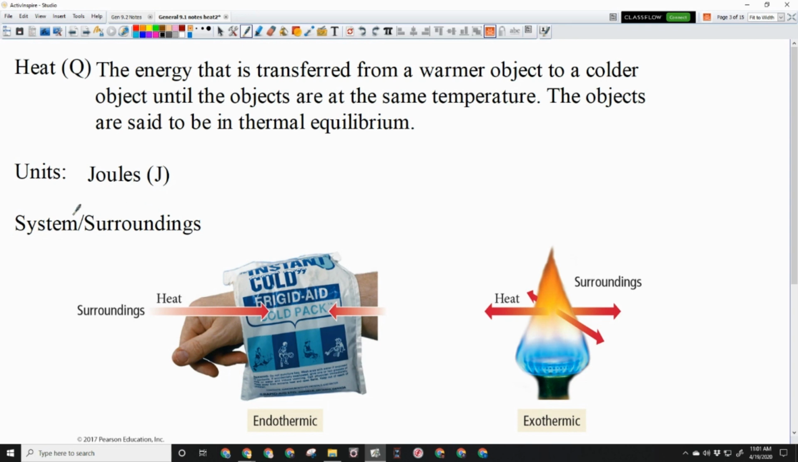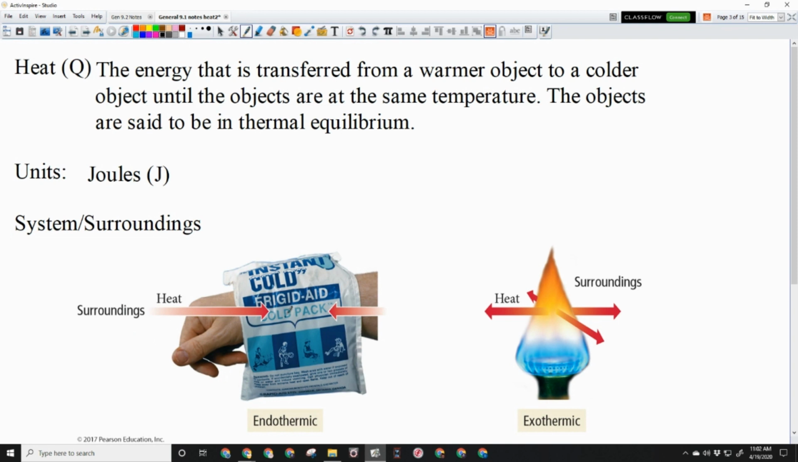And when we talk about heat exchange, we're going to talk about that in reference to the system and its surroundings. So say, for example, here we have an ice pack. Let's think about the ice pack as the system. And this ice pack, since it's colder than the surroundings, the heat energy is going to be going into the ice pack. This ice pack is going to absorb heat energy from the environment to try to warm up to come to a thermal equilibrium. And it's absorbing that heat energy from the air and from your skin.